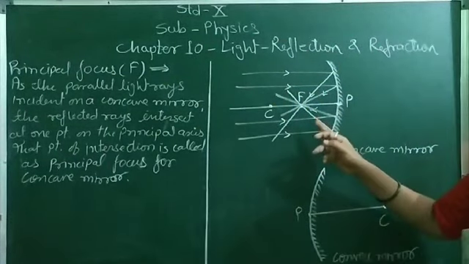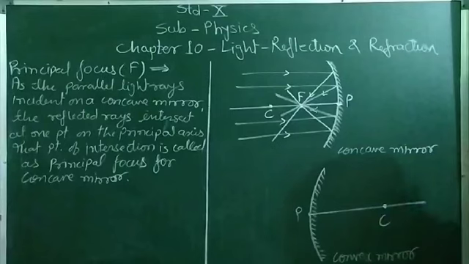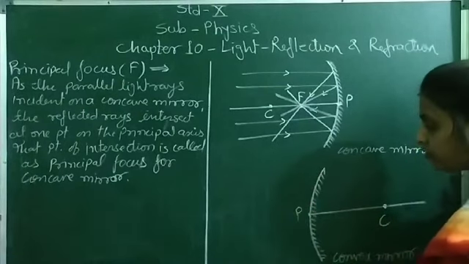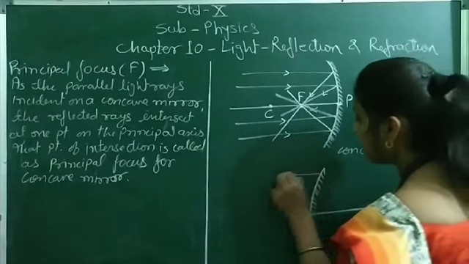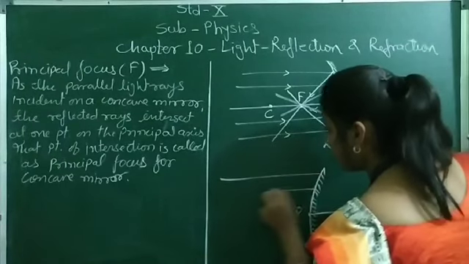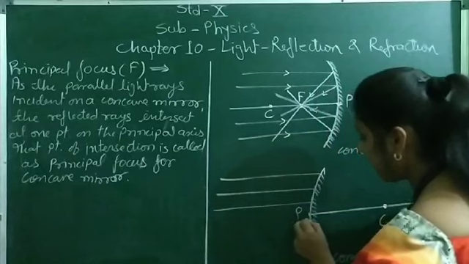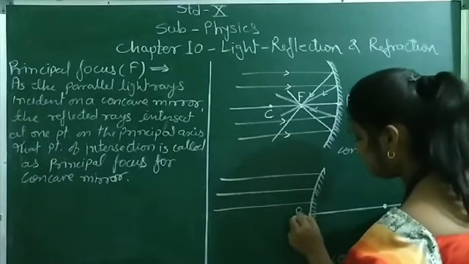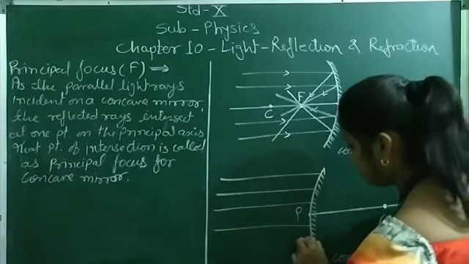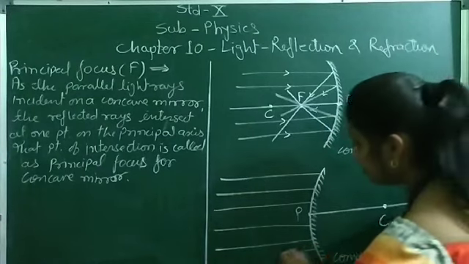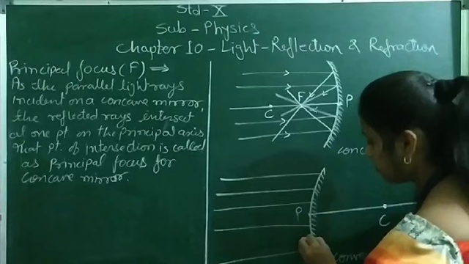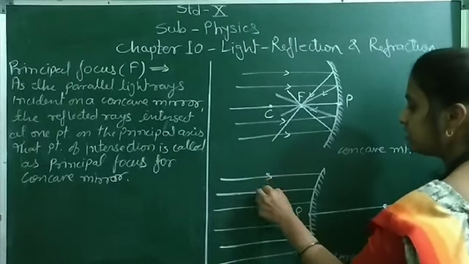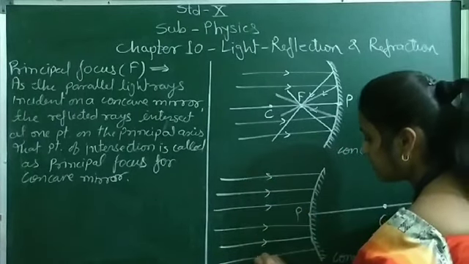Now what do we mean by principal focus for a convex mirror? This is the reflecting surface of the convex mirror. How are the rays incident on a convex mirror? These are the parallel light rays, parallel to the principal axis. So these are the incident light rays.